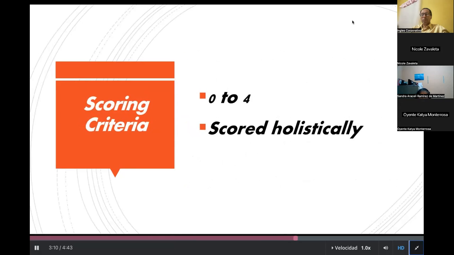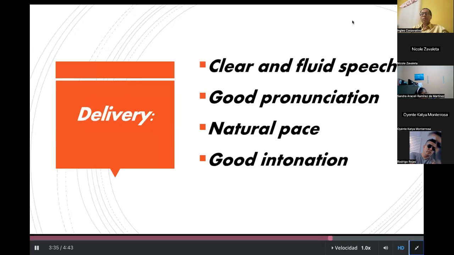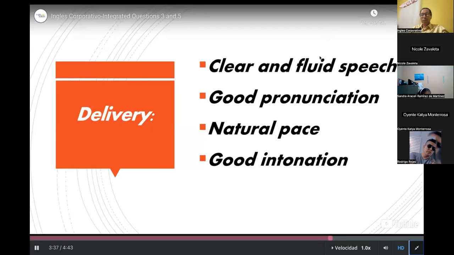Scoring criteria, 0 to 4. Score holistically. Before the test, make sure you understand what the raters are looking for and how the questions are scored. In the speaking section, all 6 responses are scored on a scale from 0 to 4, and they are scored holistically, which means that the rater listens for various features in your response and then gives it an overall score. Delivery. Clear and fluid speech.